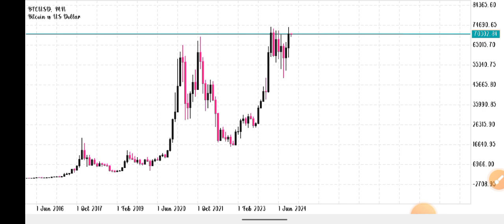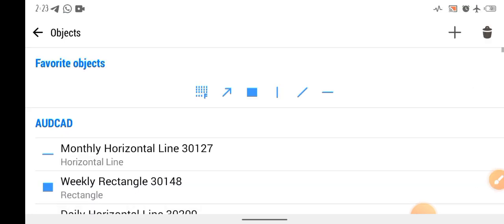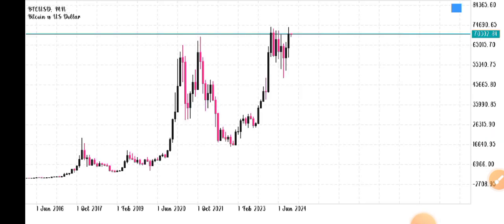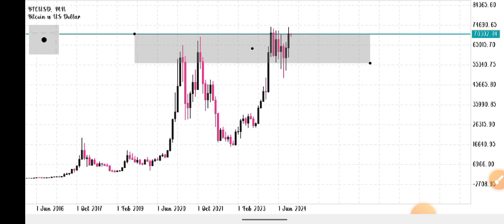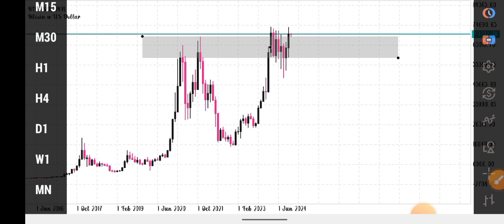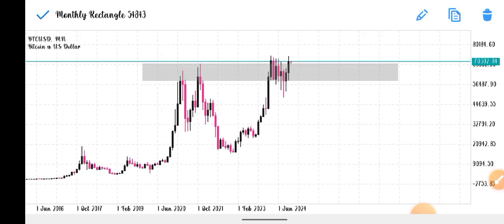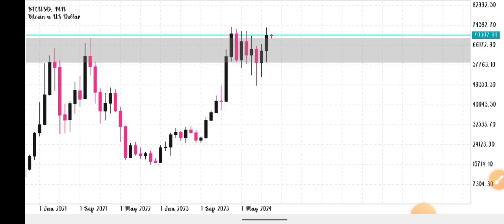So on my monthly time frame, this is a BTC US dollar. So my monthly time frame, we have a monthly zone right about here. Like this, guys, we have a monthly zone right here. So this is what we have on the monthly time frame.